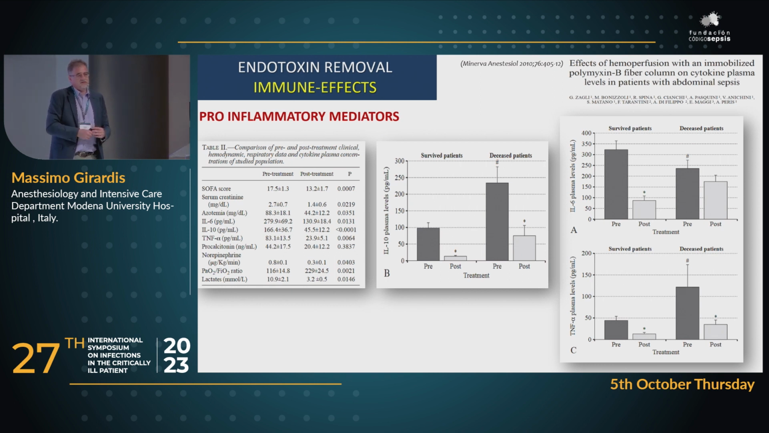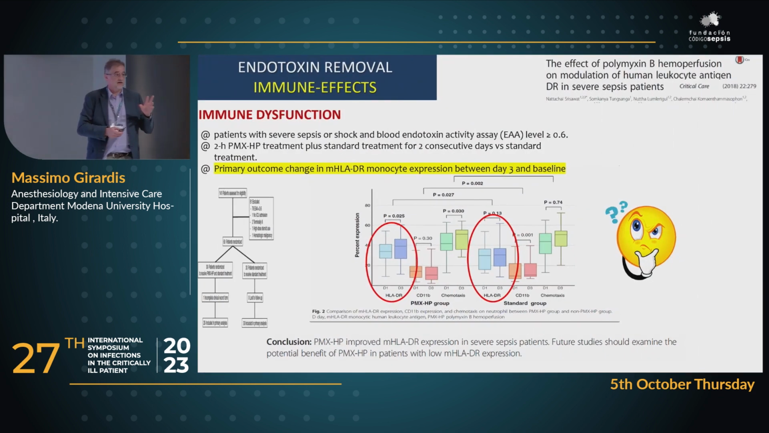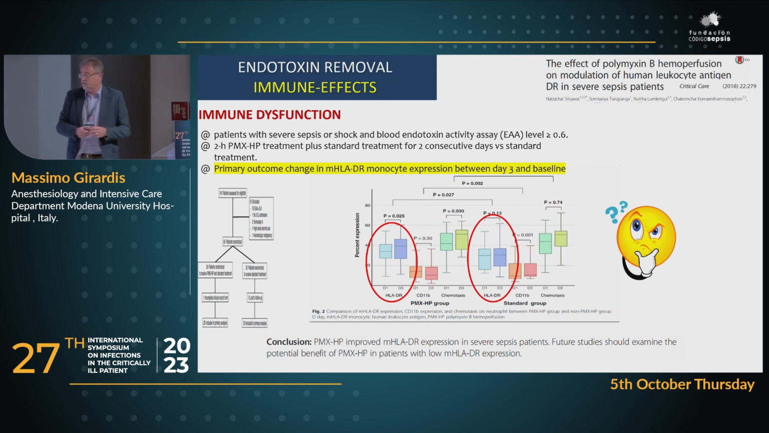And probably this could be the point why in some patients there are elements indicating that the Polymyxin-B HemoPerfusion works, and in others it doesn't work. Again, but we know that something on the endotoxin, on the cytokine and the chemokine happens during the treatment.